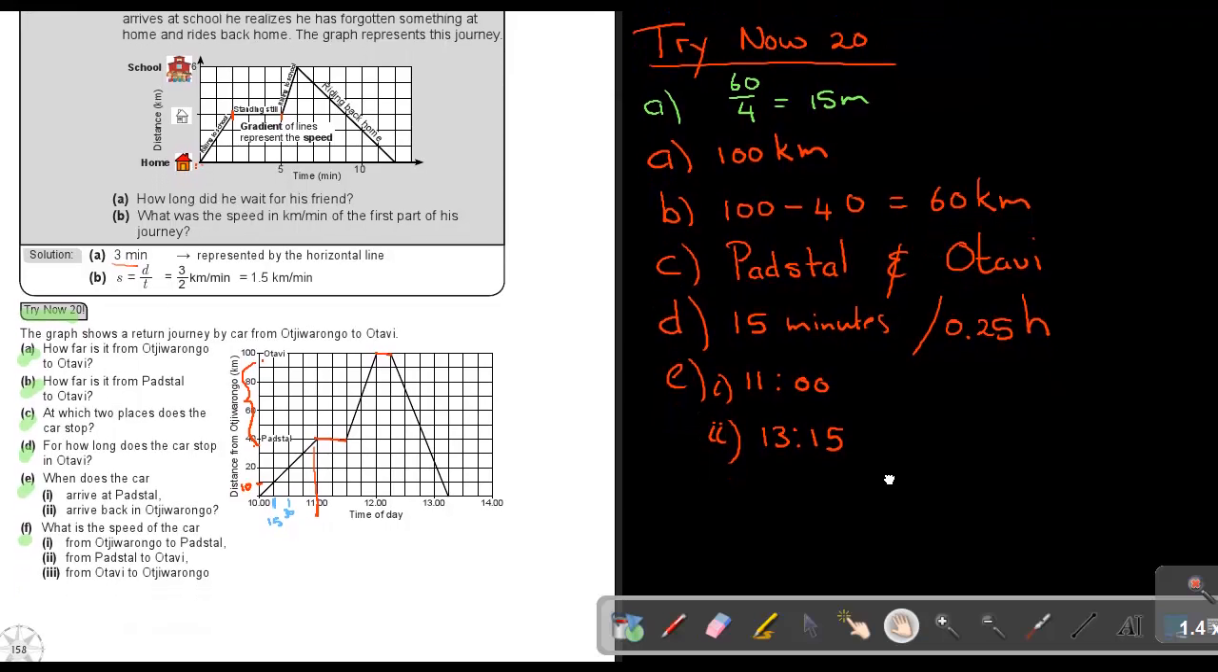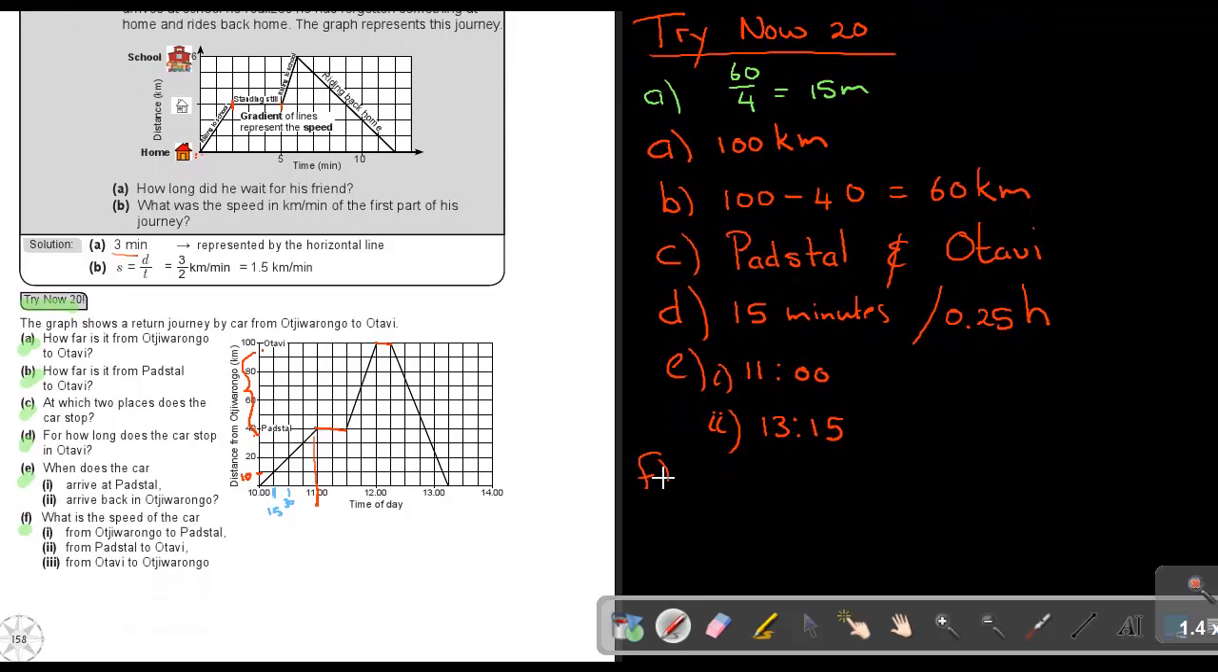And then the last one, number F. Let's just move it up a little bit. Number F, the first one. What is the speed from Otjiwarongo to Padstal? So it's this line. They want that speed. Now, what is speed? Speed is distance divided by time. Now, what was the distance? It's 40 kilometers. Can you see that? And the time is 1 hour. Remember, this is kilometers and this is hours. So it's 40 kilometers per hour. Very slow.